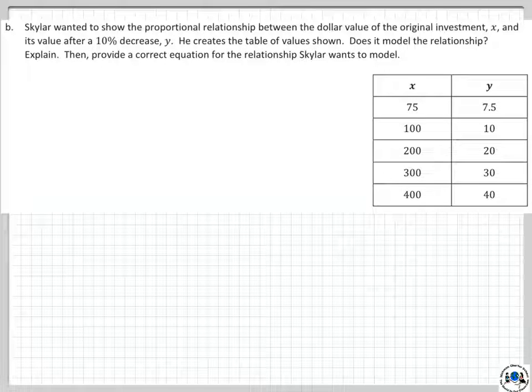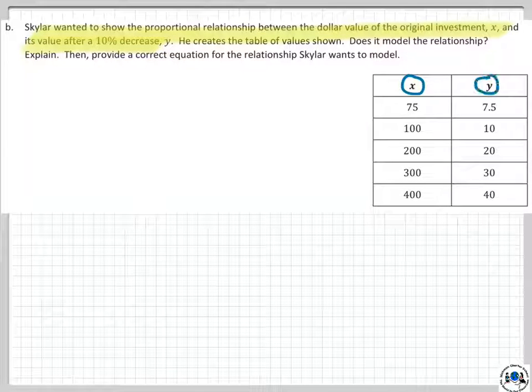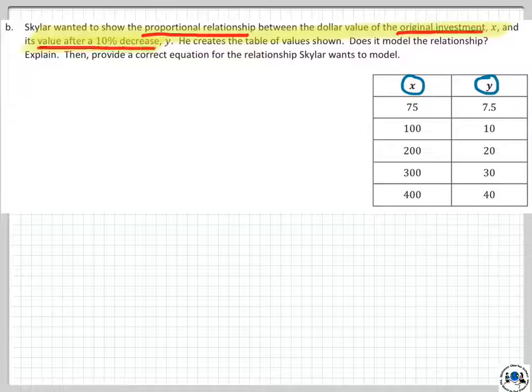Now Schuyler wanted to show the proportional relationship between the dollar value of the original investment, which on this table is X, and its value after a 10% decrease, Y. This is what he wanted to do, so he creates this table of values shown. Now, does it model the relationship? Because he's trying to relate proportionally the original investment and the value after a 10% decrease.